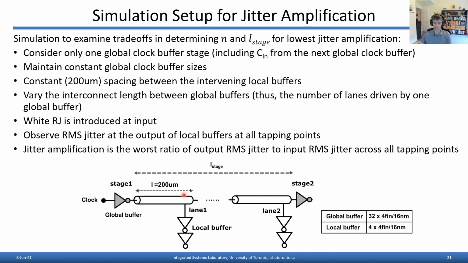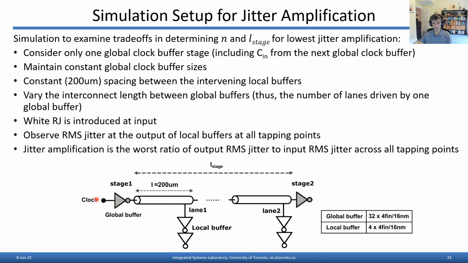So to look at these trade-offs, in this case, we're going to consider only one global clock buffer stage, and we're going to maintain constant sizes on these buffers and a constant spacing between the intervening local buffers that are tapping off 200 microns apart. And we're just going to vary the interconnect length here between global clock buffer stages. So we may start out at 200 microns and then go to 400 microns to 600 microns and see what happens as we sort of repeat the global clock less and less often.